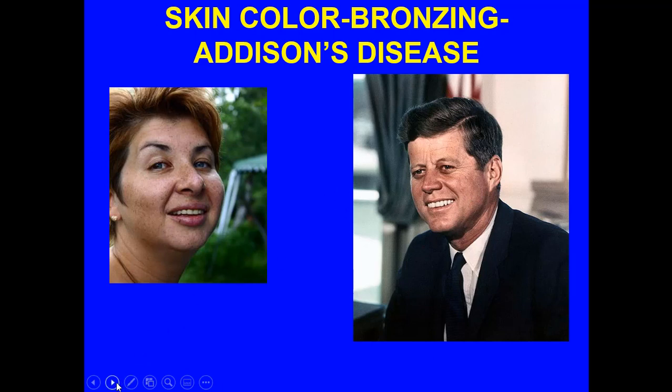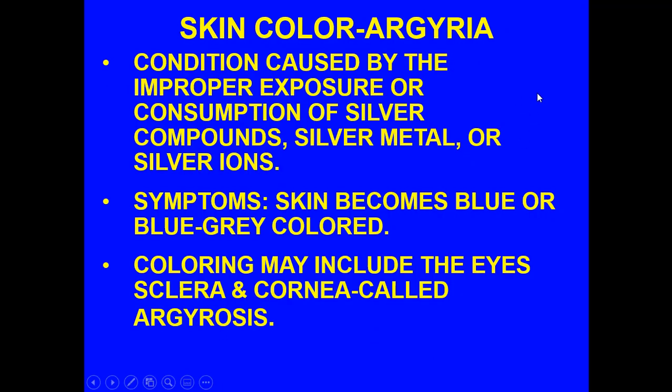Now, in the next situation, I'm going to talk about argyria. This is a condition caused by the improper exposure or consumption of silver compounds, silver metal, or silver ions. The symptoms: the skin becomes bluish or blue-gray colored.